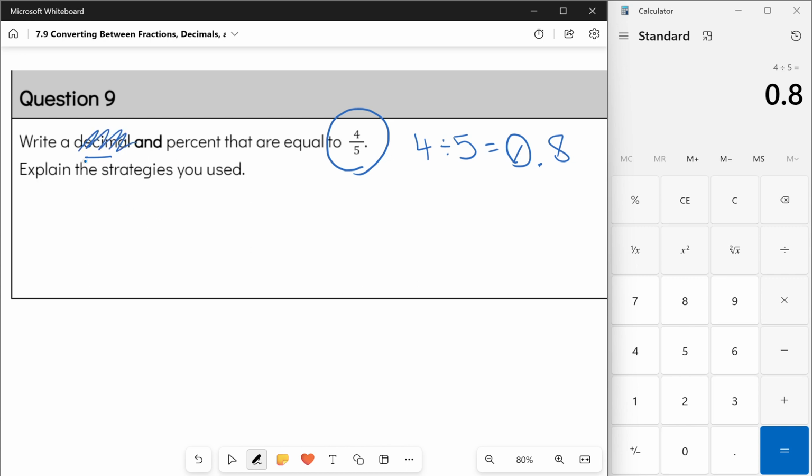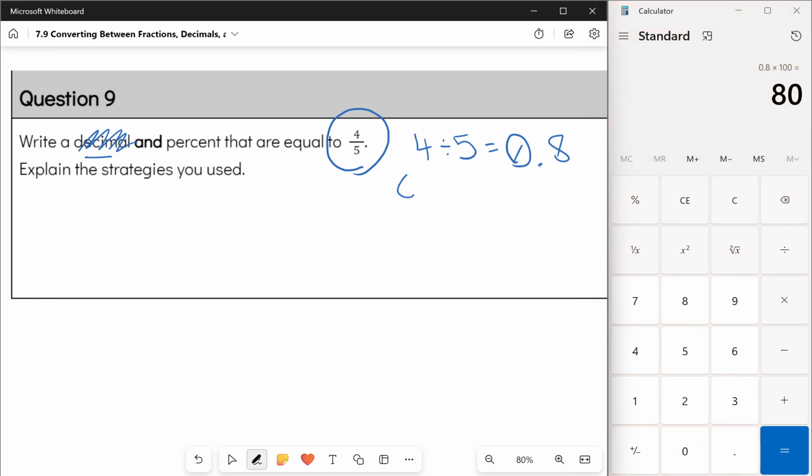We've done it. But we want to write a decimal and a percent that are equal to 4/5, 4 over 5. Okay, so there are a few ways that we can actually do this. It's relatively easy to move from a decimal to a percentage simply by timesing by 100. That's something that we can just remember. So we can take our 0.8, multiply it by 100, and that will give us 80.